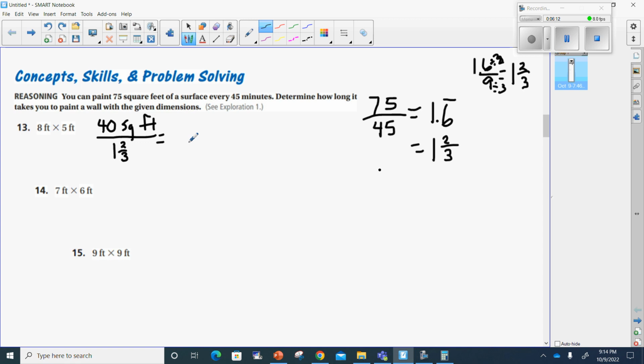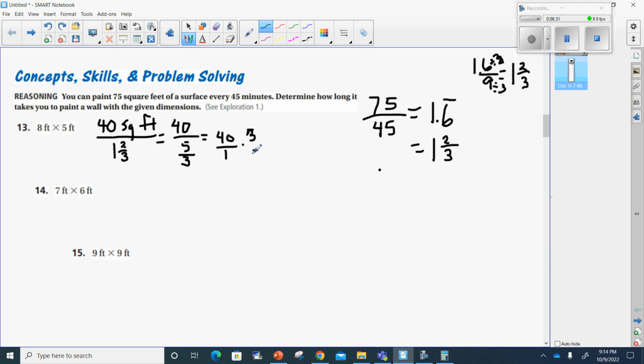1 2/3 can be converted to 5 over 3. To do this, I use keep, change, flip. So this is equal to 40 over 1 multiplied by 5 over 3. Oh, I'm sorry, 3 over 5.